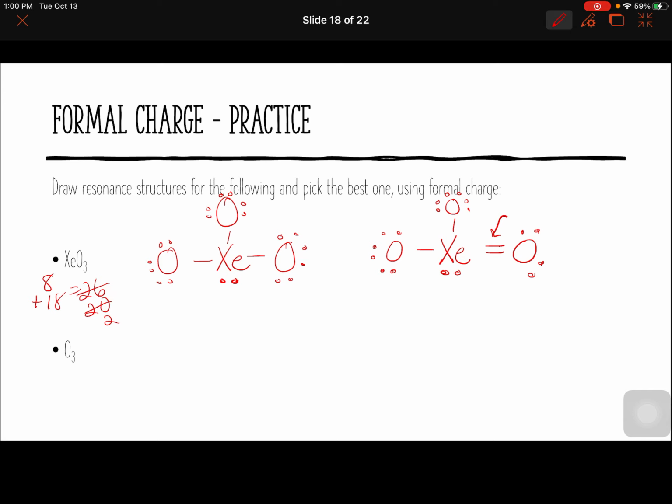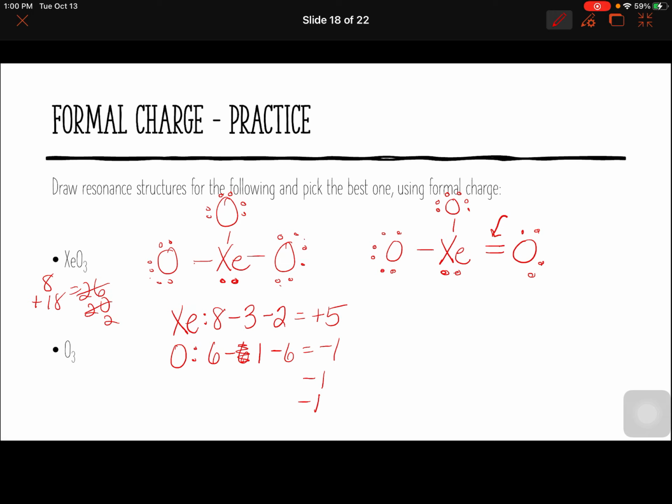Let me show you how to do formal charges for this one on the left. All those oxygens are identically bonded, so we only have to do them once. So xenon, it has 8 valence electrons, minus 3 bonds, minus 2 dots. And then oxygen, 6 minus bonds, minus dots. And that happens 3 times. Valence minus bonds minus dots.